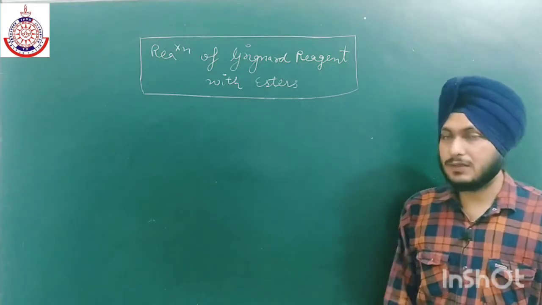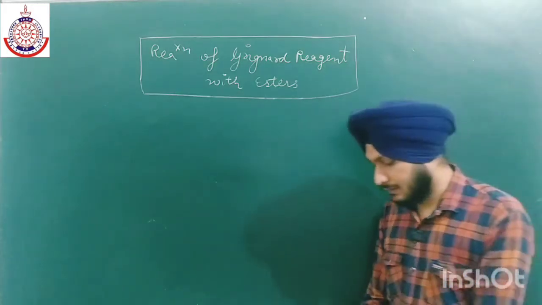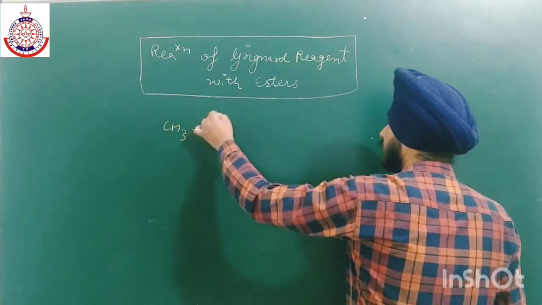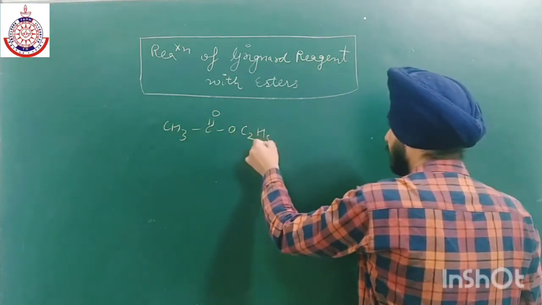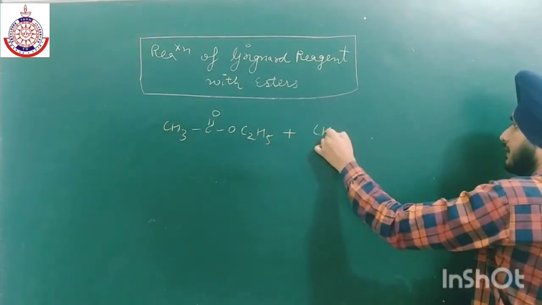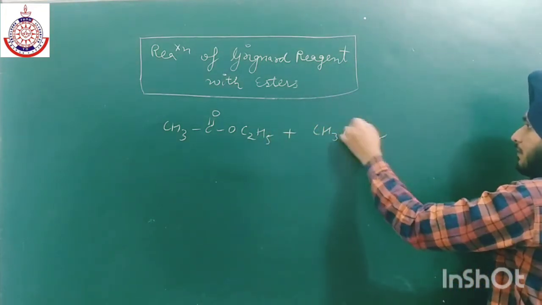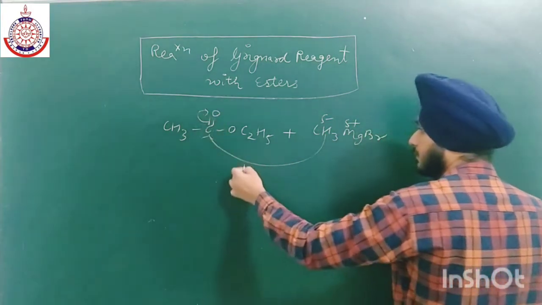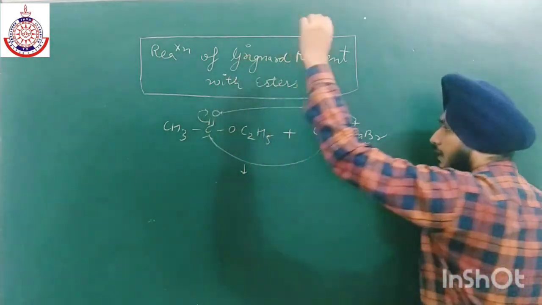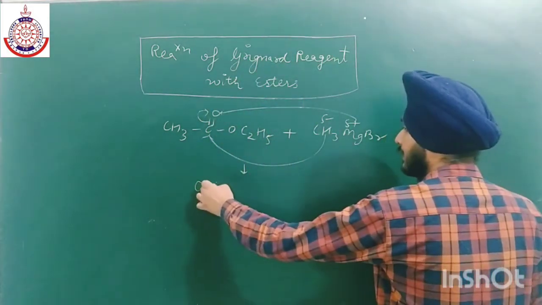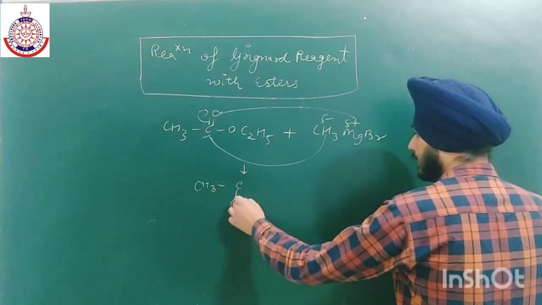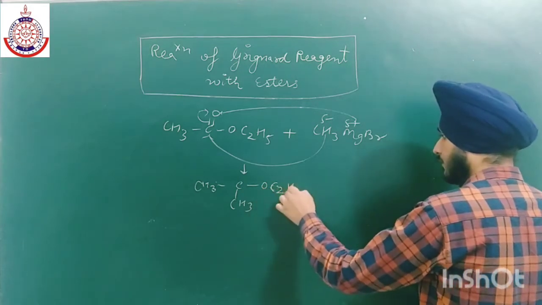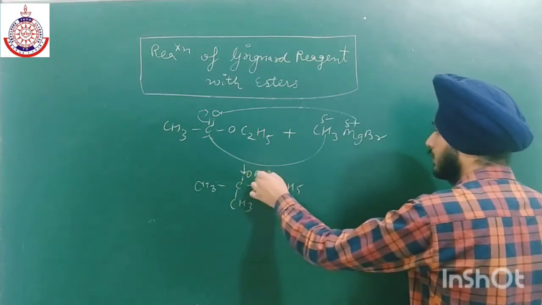Okay, so let us move on to the reaction of Grignard reagent with esters. Next we have the reaction of Grignard reagent with esters. So I am taking a simple ester like CH3C double bond O C2H5 plus any Grignard reagent like CH3MgBr. So here we have partial positive, partial negative. This partial negative will attack over here, and this bond will migrate, and this MgBr will attach to oxygen, and we will get CH3, CH3 and OC2H5 and OMgBr over here.